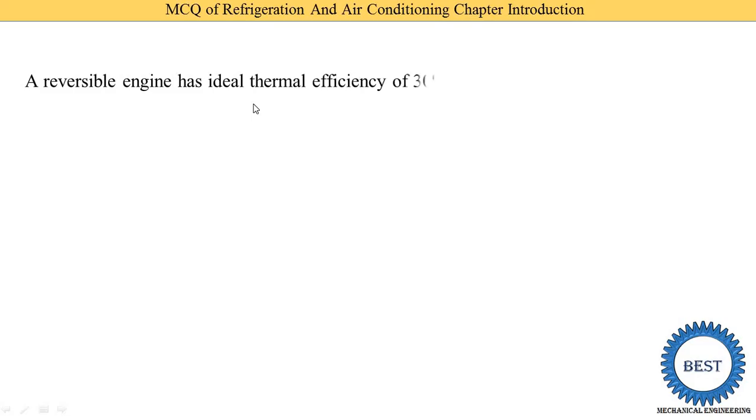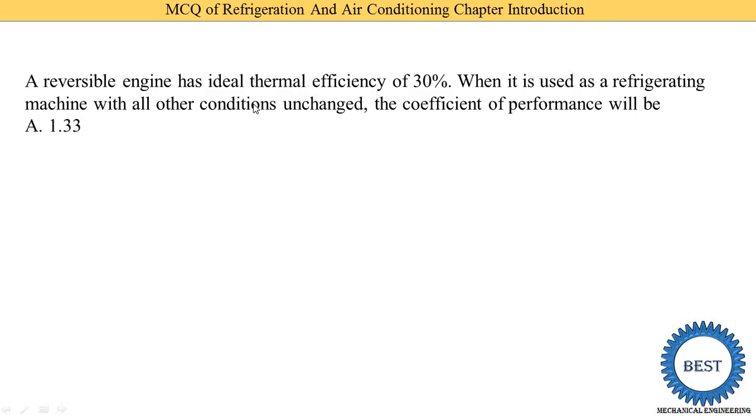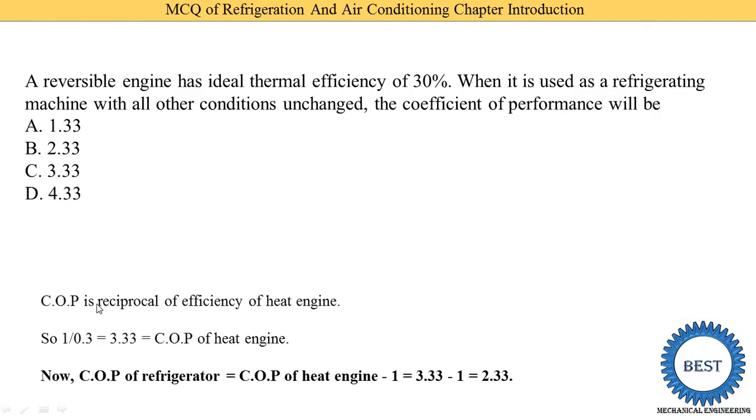Next, a reversible engine has an ideal efficiency of 30%. When it is used as a refrigerating machine, with all other conditions unchanged, the coefficient of performance will be? In the second last MCQ, we studied that the COP of the engine is the reciprocal of the thermal efficiency. The options are 1.33, 2.33, 3.33 and 4.33. Here is the description: COP is the reciprocal of the efficiency of the heat engine. So 1 divided by 0.3, we get 3.33. It is the COP of the heat engine.